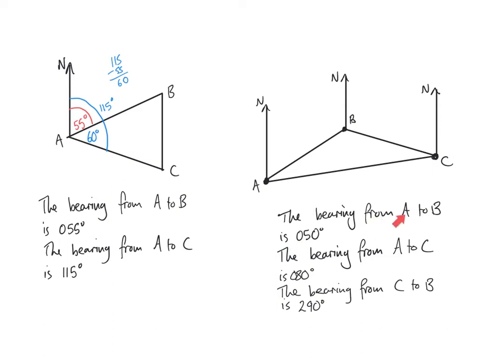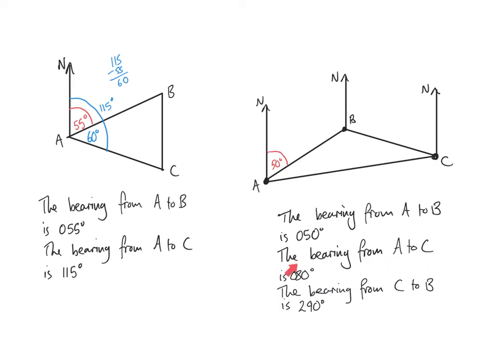So again, from A means I'm measuring from here, and I'm measuring clockwise from north until I hit the line leading to B. So that's 050, in other words, 50 degrees. So I'm going to write 50 degrees in that space there. Next, we're going to look at the next sentence here, the bearing from A to C.